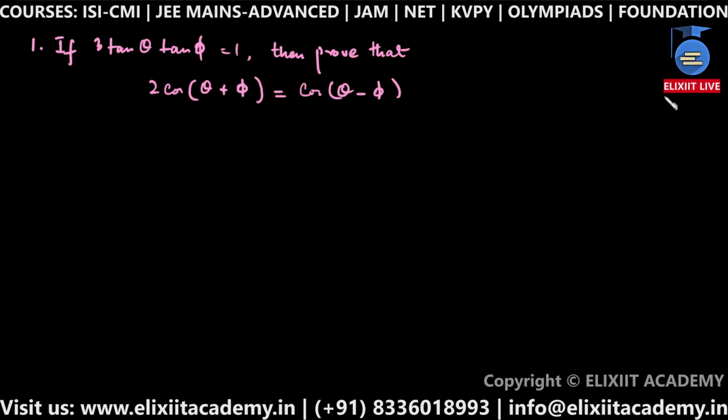3 tan theta into tan phi is equal to 1. This is given, and you have to prove that 2 cos(theta plus phi) is equal to cos(theta minus phi). Okay. Definitely in this case your formula is applicable. Just basic knowledge of formula will work for this question. I hope all of you have been revising the formulas, because these are very, very important.